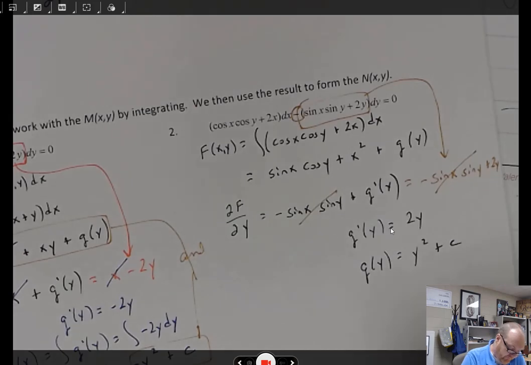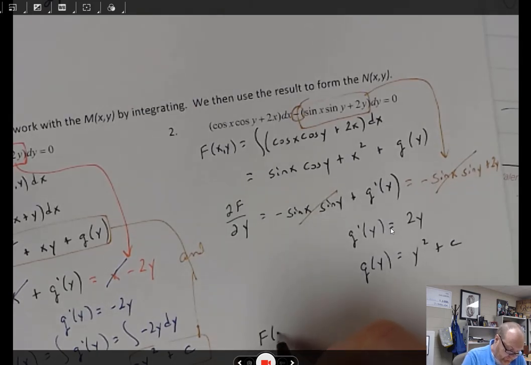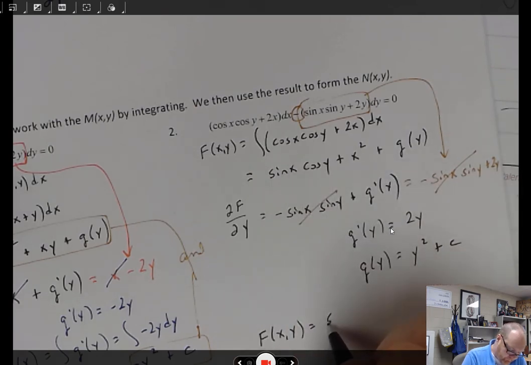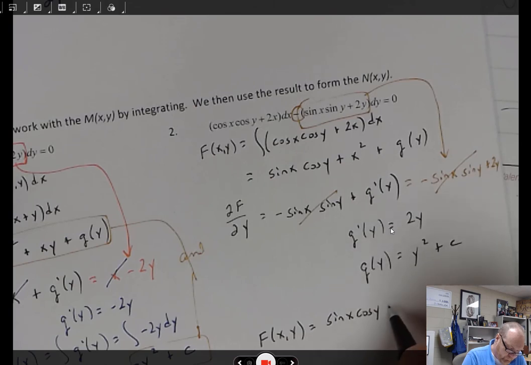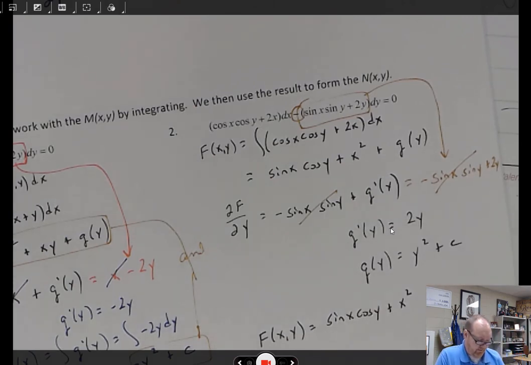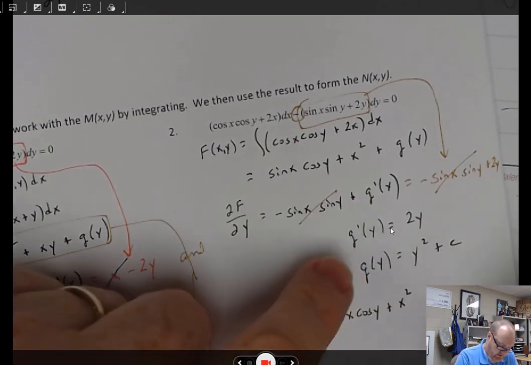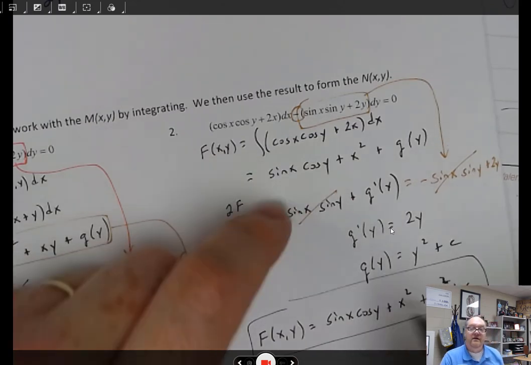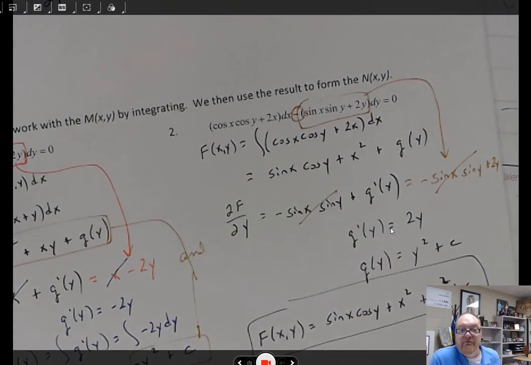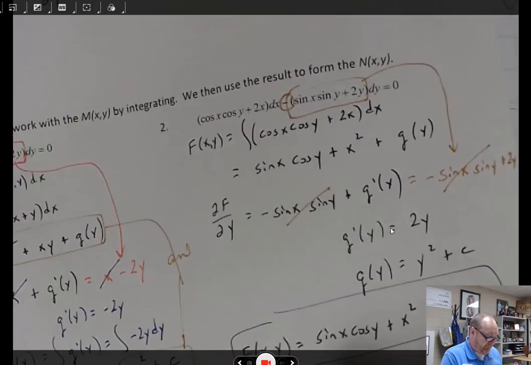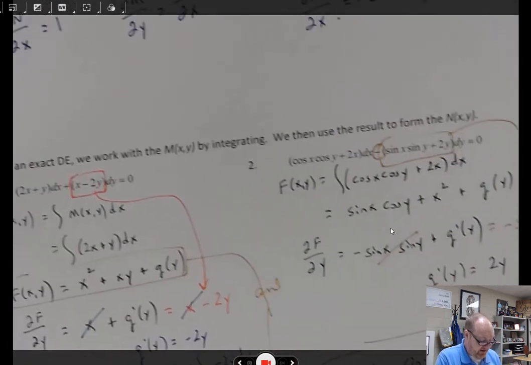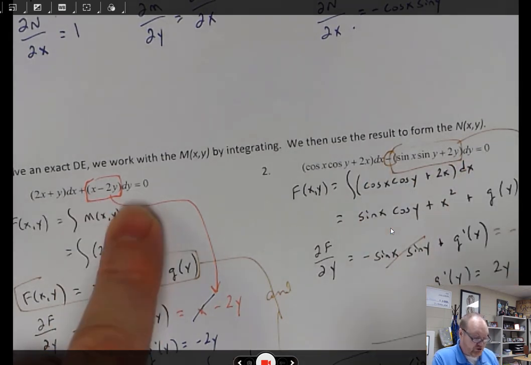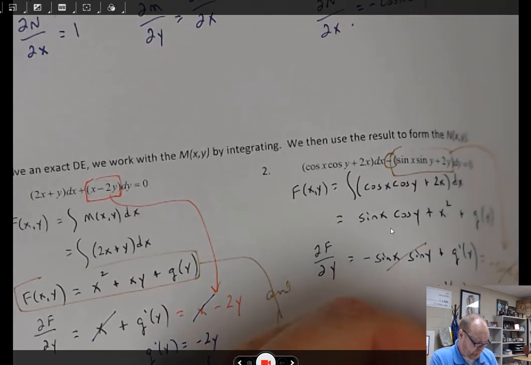So again, the f function that I'm interested in is all of this plus the g function, which is down here, plus y squared plus a constant. All right, that's going to be our procedure every single time. You know what's going to happen, though. This doesn't have to be a dx in the first one and a dy in the second one. Anything can happen. We just use those variables to build and to follow the same procedure.